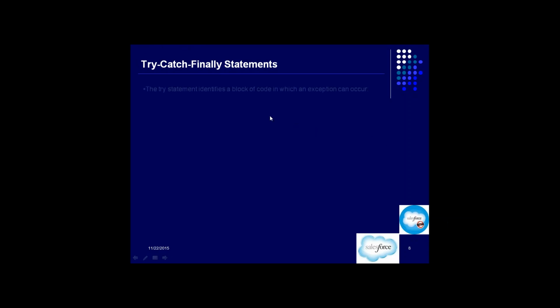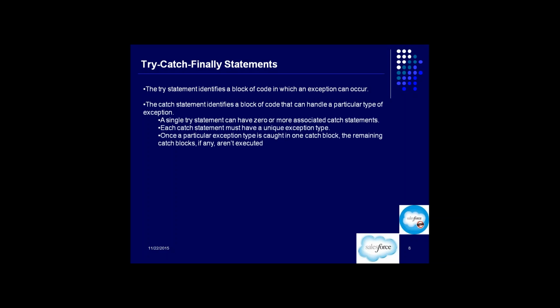So let's look into this. Try catch finally usually have three statements. Try, which is the actual code execution. The Apex tries to execute the code and it catches the exception, and based on the exception you finally do something else. That's what try catch finally does. Okay. So the try statement identifies a block of code in which an exception can occur. So try statement will have the code which can have exception. Okay. The catch statement identifies a block of code that can handle a particular type of exception.